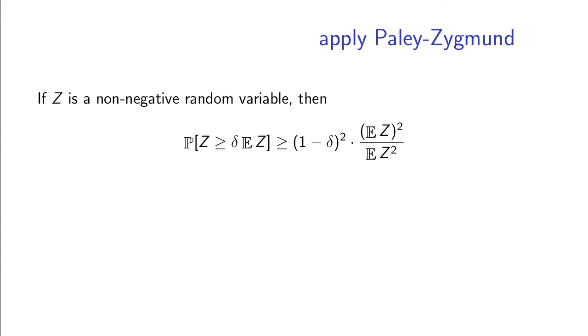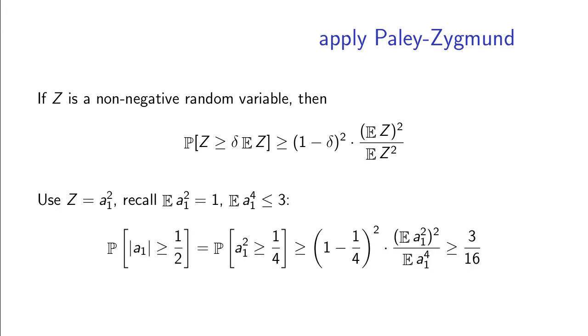Now the inequality from probability theory that we're going to use is called the Paley-Zygmund inequality, and it says that if we have a non-negative random variable, then the random variable reasonably often is at least some constant times its expectation. The proof of the inequality is in the notes, and it's a fairly standard fact. Now we're going to apply this inequality to the random variable a1 squared. Because remember, we wanted to get an estimate of the probability that this coefficient a1 was at least a half. Well, that's precisely the same as saying that the square of that coefficient is at least a quarter.